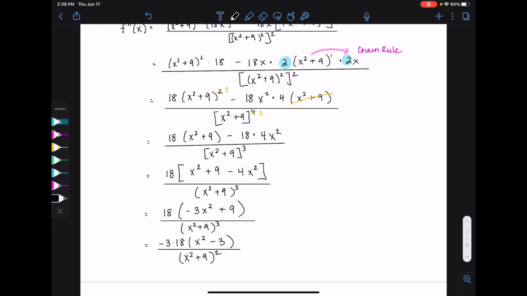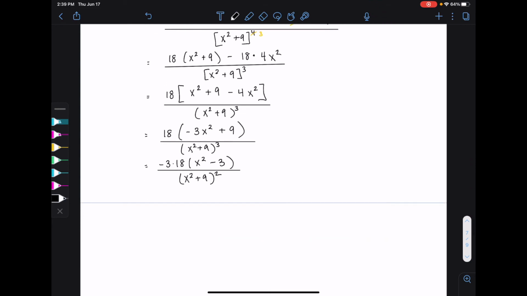Okay. And so we've got some important numbers. This is going to be where the numerator equals 0. So that's really just going to be where x squared minus 3 is 0, or where the denominator is 0. But again, that doesn't happen. So really, this is just where x squared equals 3, or x equals plus or minus square root of 3. So don't forget, when you take a square root, you get a plus or minus.